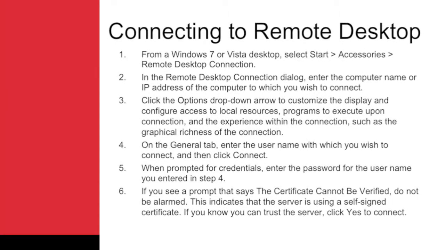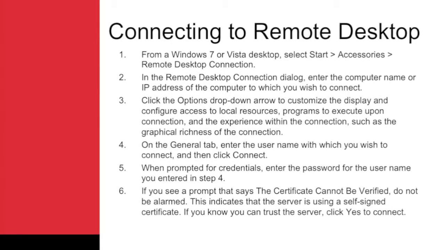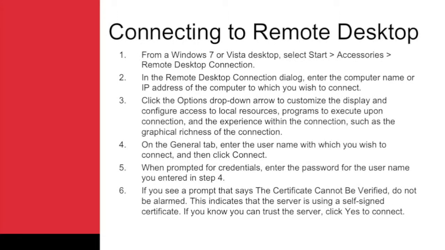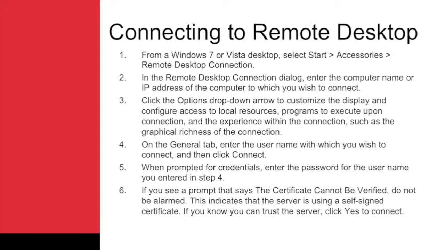On the General tab, enter the username with which you wish to connect and click Connect. When prompted for credentials, put in the password for the username, and then you might see a "certificate cannot be verified" warning message. Go ahead and click Yes to trust that, and it will continue the connection.